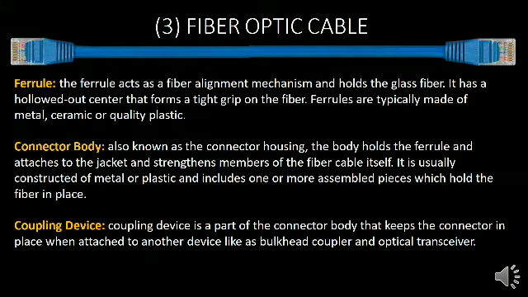Connector body, also known as the connector housing. The body holds the ferrule and attaches to the jacket and strengthening members of the fiber cable itself. It is usually constructed of metal or plastic and includes one or more assembled pieces which hold the fiber in place. The coupling device is a part of the connector body that keeps the connector in place when attached to another device, such as a bulkhead coupler or optical transceiver.